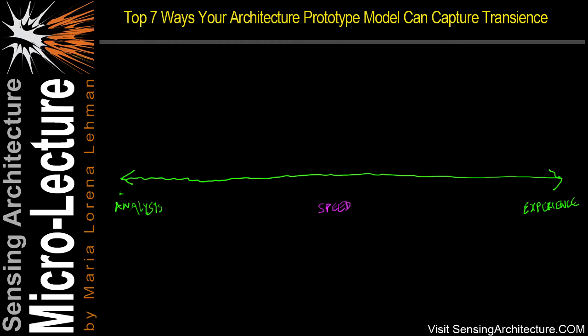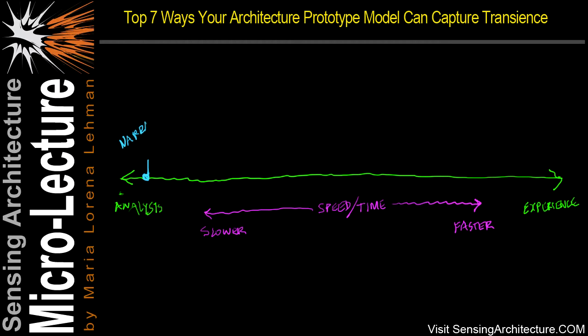So further to the left of the spectrum is more of an analysis mode of thinking, and to the right of the spectrum, this leans more toward an experiential way of thinking and modeling and designing. So we begin with representation for analysis. The first way to model or prototype architectural transience or change is through narrative text.